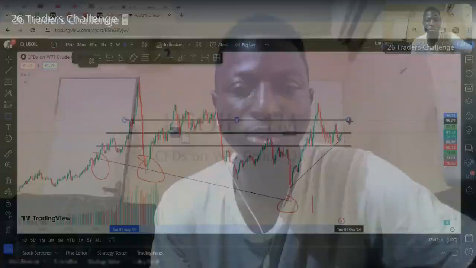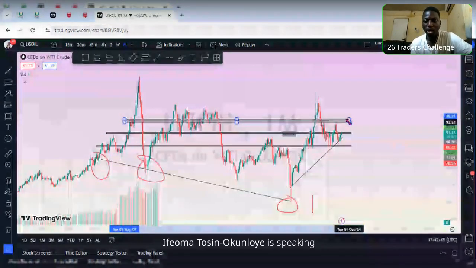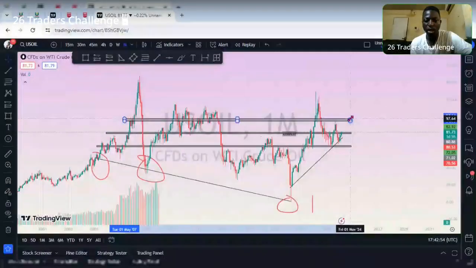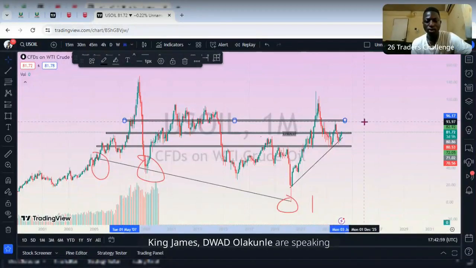Just draw out your zone, first on the monthly time frame, and then you have it on weekly, on daily. Are we getting this, guys? Yes, sir. All right, so we have our third zone here.